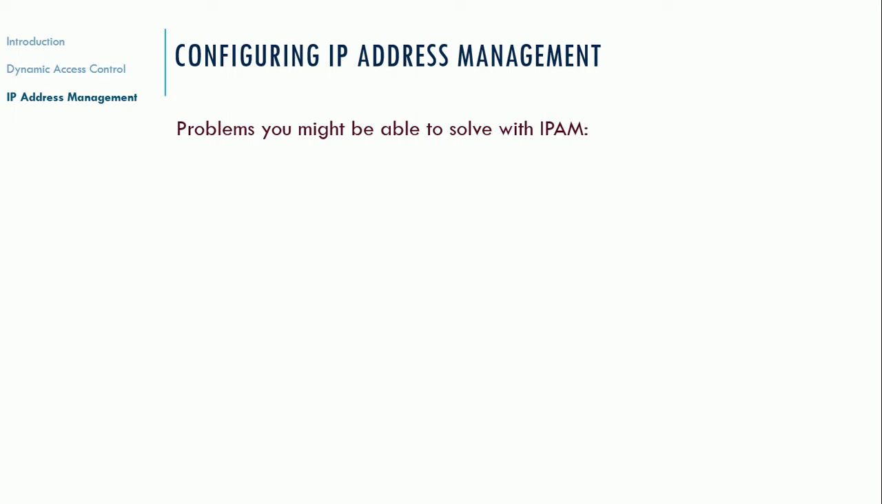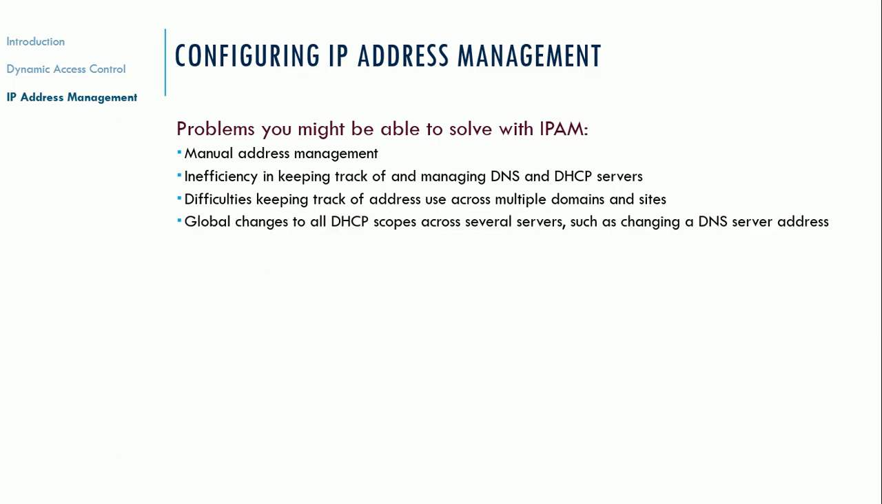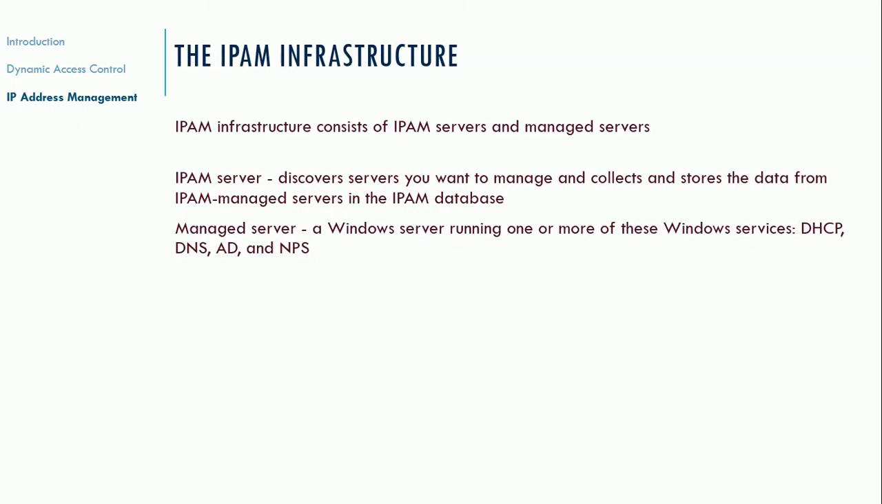So problems that you can solve with IPAM: manual address management is much easier. Inefficiency in keeping track of and managing DNS and DHCP servers. Difficulties in keeping track of address use across multiple domains and sites. Global changes to all DHCP servers, such as changing a DNS server address or any of the other parameters that we talked about in DHCP. Problems identifying available IP addresses quickly, because you have to jump around the different DHCP servers to do that.